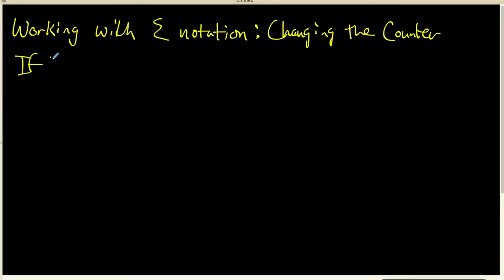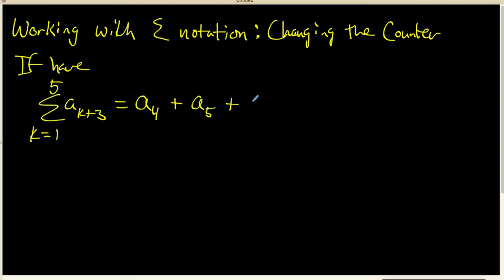If we have a series that looks like the sum as k goes from 1 to 5 of a_{k+3}, that's going to be a4 plus a5 plus a6 plus a7 plus a8. This particular term is when k is equal to 1, when k is equal to 2, when k is equal to 3, when k is equal to 4, when k is equal to 5.